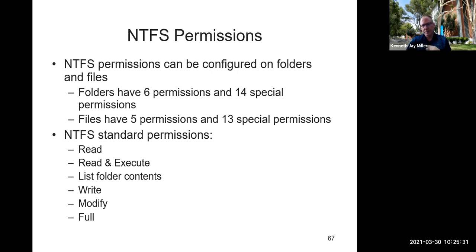So NTFS permissions can be configured on folders and files. Folders, there's 6 permissions that we can modify, and 14 special permissions. So remember I said it's more granular? That's 20 different things we can do on a folder. Files, we have 5 permissions and 13 special permissions. So there's 18 different file permissions that we can set.